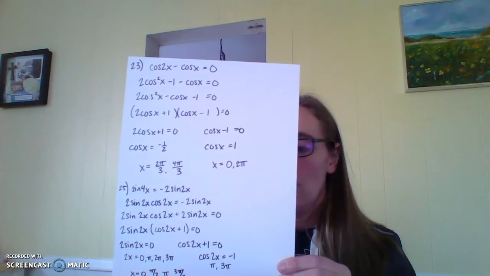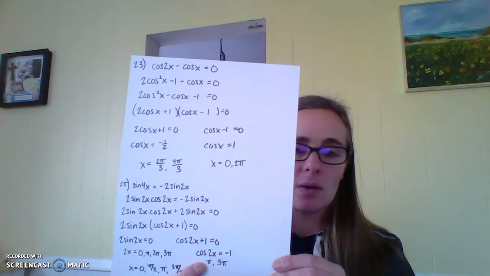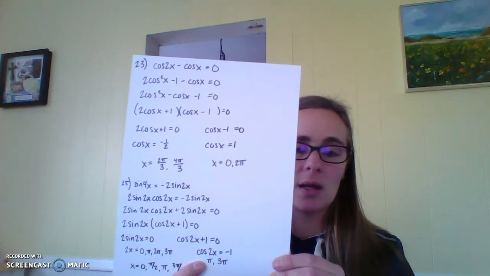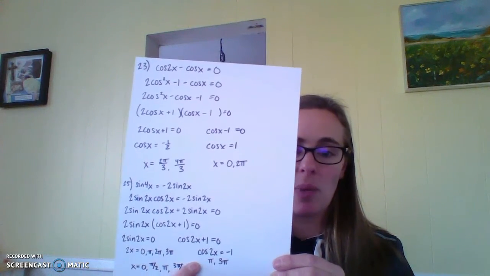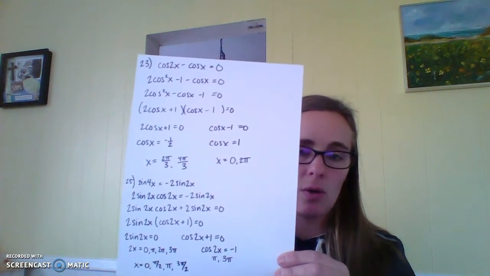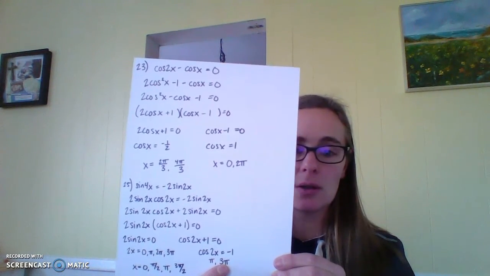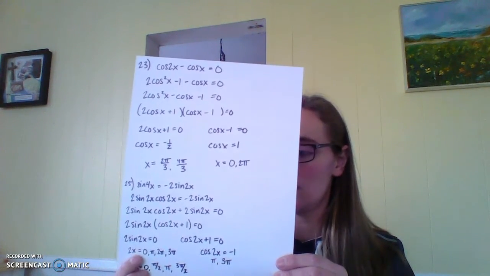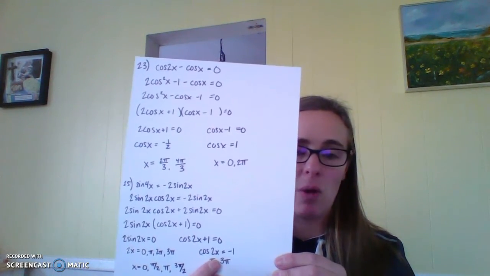And then cosine of 2x equal to negative 1. So we'd say when is cosine equal to negative 1? Cosine is equal to negative 1 at pi. But again, it's 2x, so we're going around the circle another time. So then we have pi and 3 pi. You notice our answers actually overlap. So over here 0, pi, 2 pi, 3 pi, and over here we have pi and 3 pi.